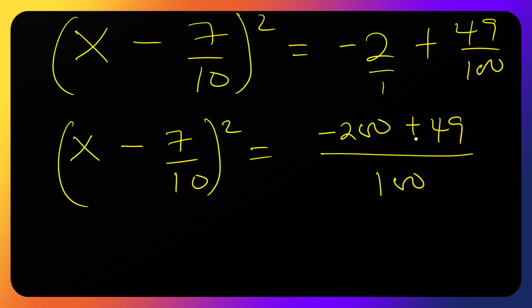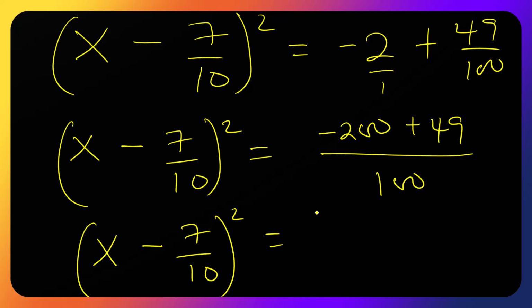So on the calculator, let me clear it first. 49 minus 200 will be -151. So (x - 7/10)² = -151/100.